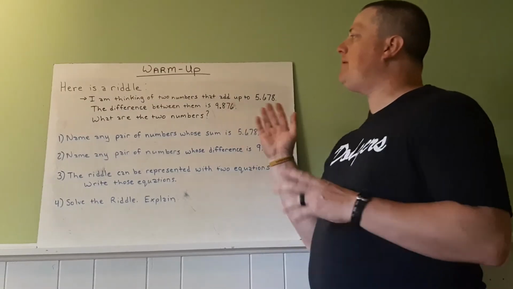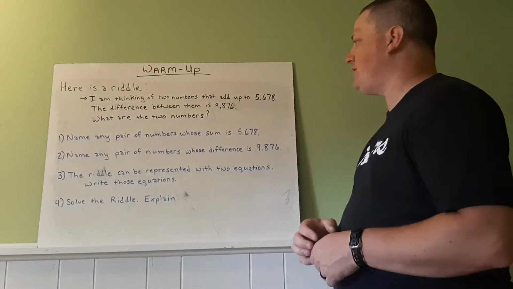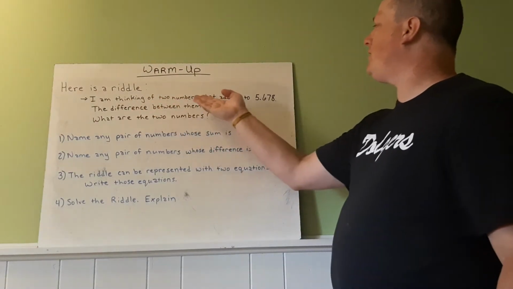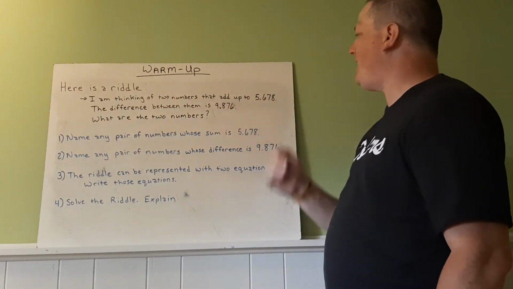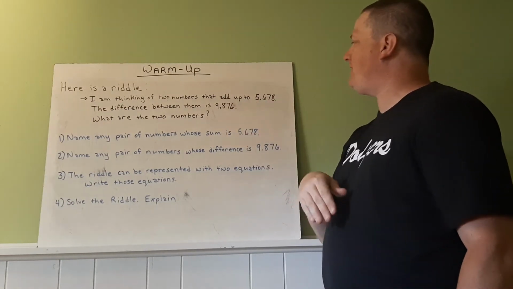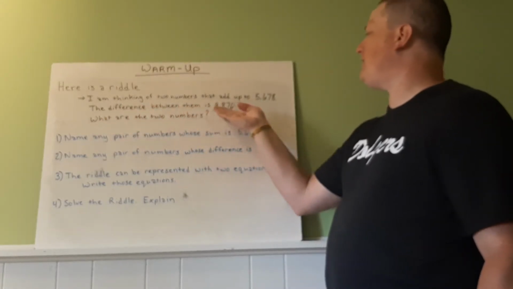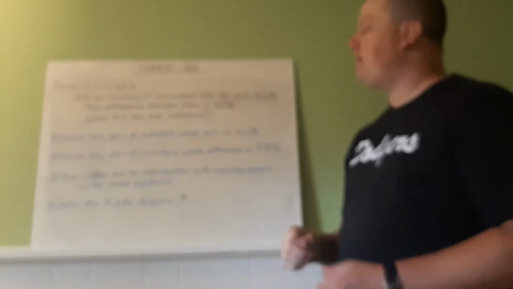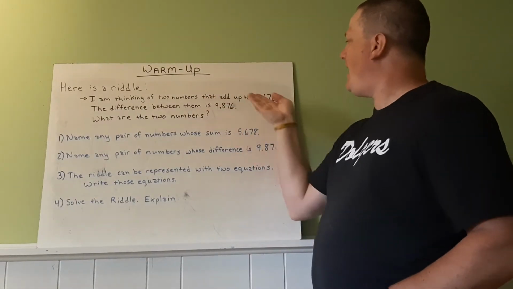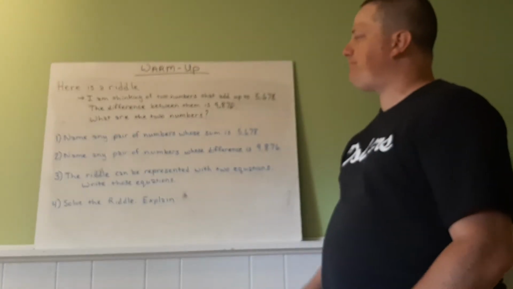All right, so our warm-up is just a riddle that you're going to create multiple equations for and then solve the equations. So I am thinking of two numbers that add up to 5.678. So there's our first thing. We want something that adds up to 5.678. The difference between them is 9.876. So when you subtract, remember difference is talking about subtraction, adding is just straight adding there. What are the two numbers?